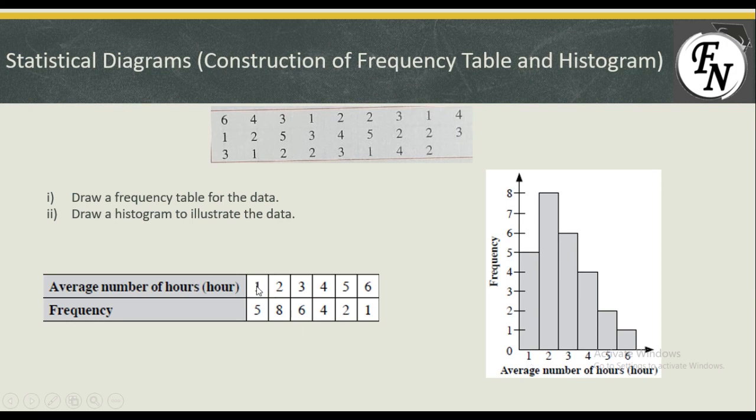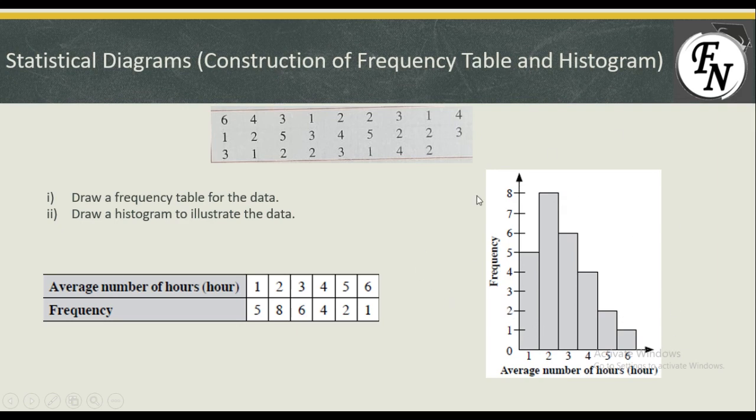Then we just write 1, 2, 3, 4, 5, 6, which are the number of hours, on the x-axis, as they are the independent variable. They do not depend upon anything, and the frequency is always the dependent variable, so it always comes on the y-axis. For 1 hour, there is a frequency of 5, so I have made the bar up to 5. After that, 2 hours has a frequency of 8, so on 2 we have made the bar up to 8, and so on.